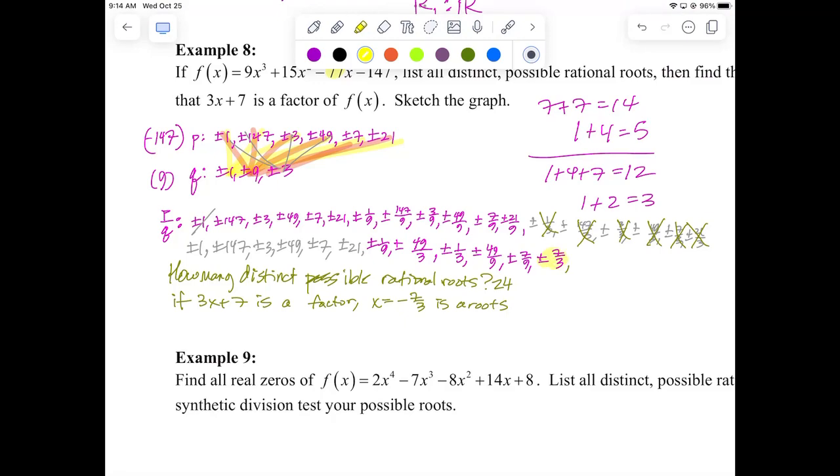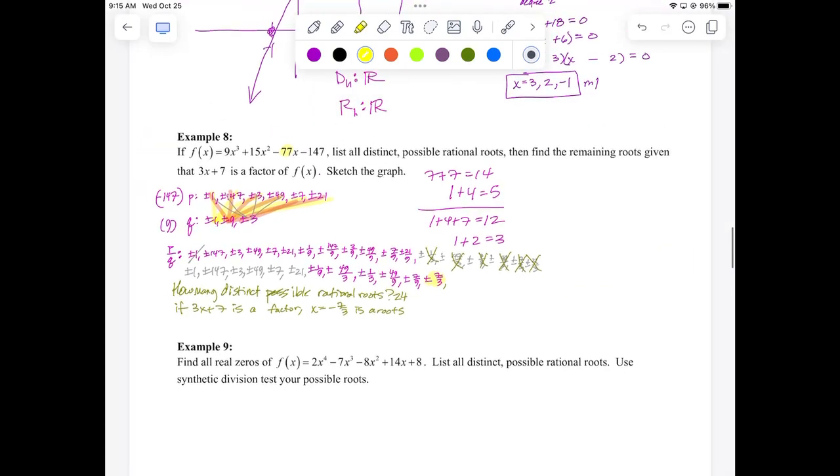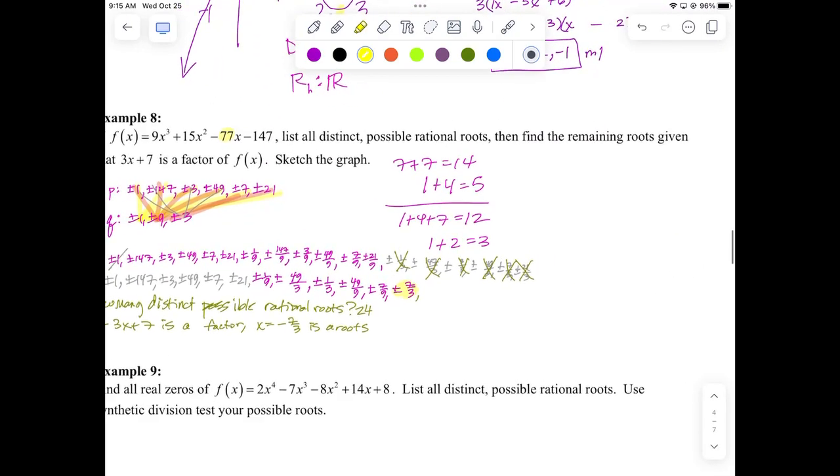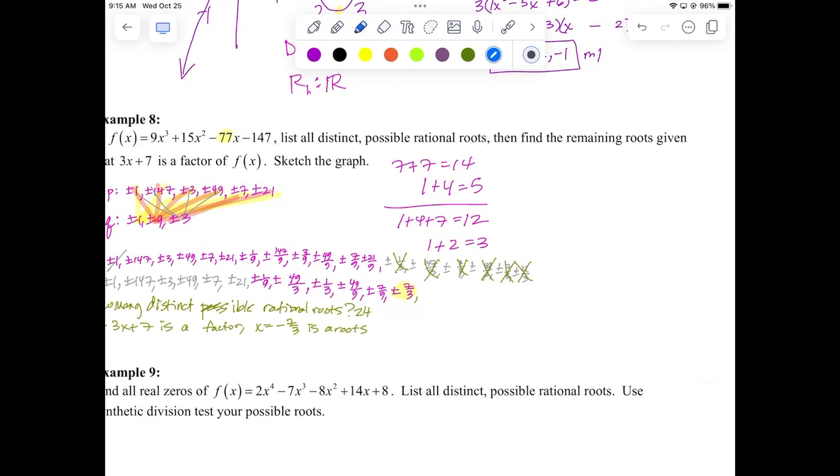Now, the other two roots, once we get down to a quadratic, we can find by either factoring or using the quadratic formula. Okay? All right. Let's go ahead and do the synthetic division. I'm going to come over here to the far right side.